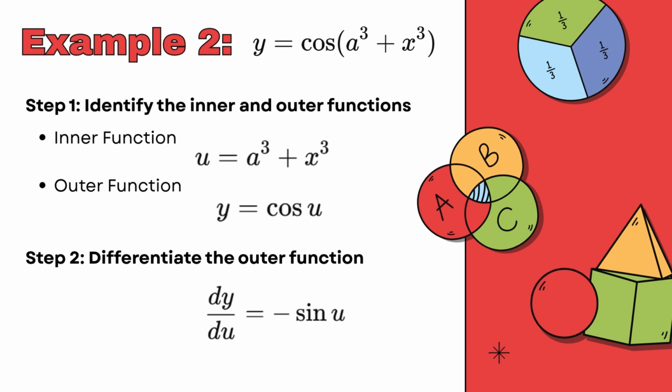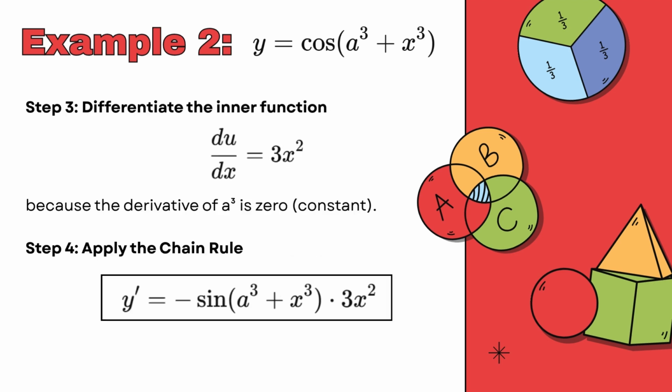In the second example, we have y equals cosine of the quantity a cubed plus x cubed. First things first, we identify the inner and outer functions. The inner function is a cubed plus x cubed, and the outer function is cosine acting on the expression. For step 2, we begin by differentiating the outer function. The derivative of cosine is negative sine. So we write negative sine of the same inner expression.